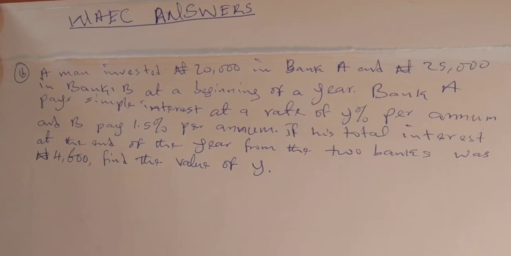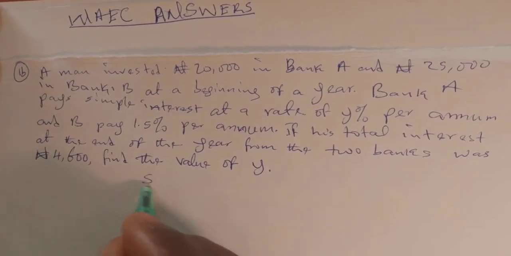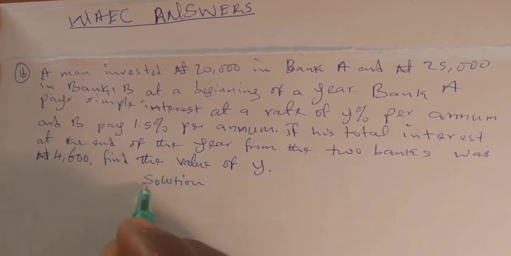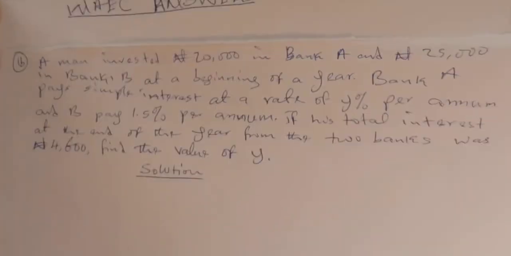A man invested 20,000 in Bank A and 25,000 in Bank B at the beginning of a year. Bank A pays simple interest at a rate of Y% per annum, and Bank B pays 1.5% per annum. If his total interest at the end of the year from the two banks was 4,600, find the value of Y. This kind of question looks intimidating in WAEC, but they are very simple questions that give you more marks if you are to solve them.